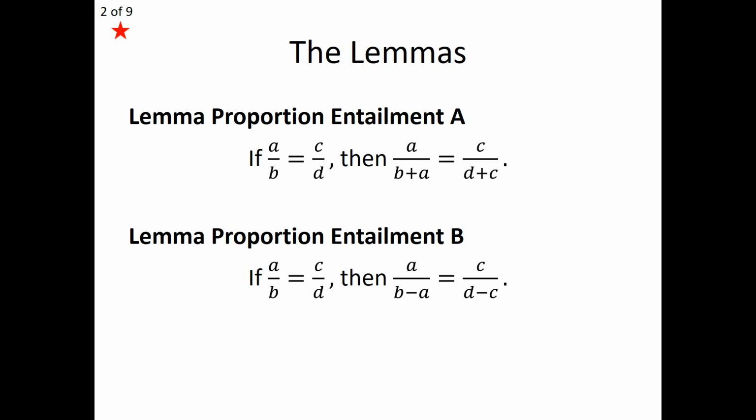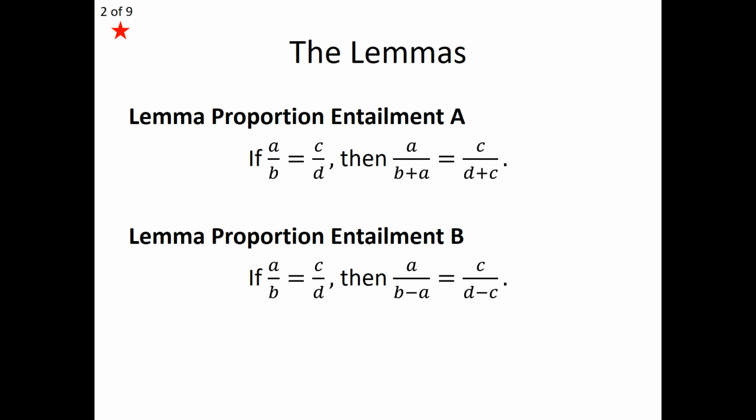Then what follows is entailment B, which again starts off the same way. If we have a true proportion, A over B is equal to C over D, then another way we can manipulate our proportion is to take our numerator value and subtract it from our denominator value. In other words, we can say A over B minus A is equal to C over D minus C.